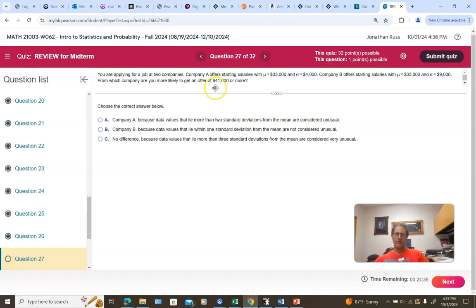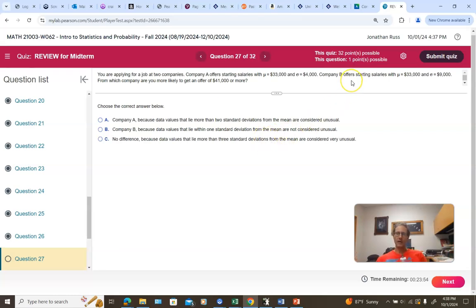Well, think about where $41,000 would be with respect to $33,000. In Company A, if the standard deviation is 4,000, 41,000 would be 2 of those. One standard deviation above the mean would be 33,000 plus 4,000, which is 37,000. Another standard deviation above that would take you to 41,000. Okay, so 41,000 at company A is 2 standard deviations above the mean. And if you guys remember, the further away we get from the mean, the less and less likely those values are.